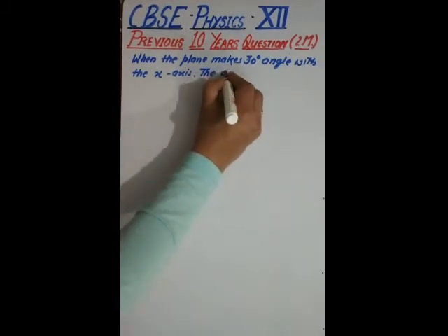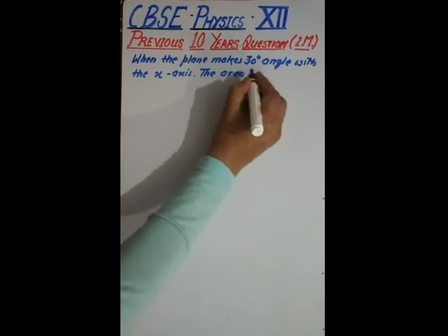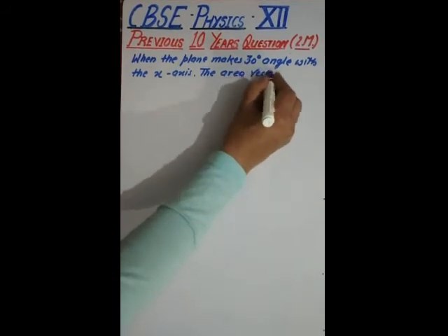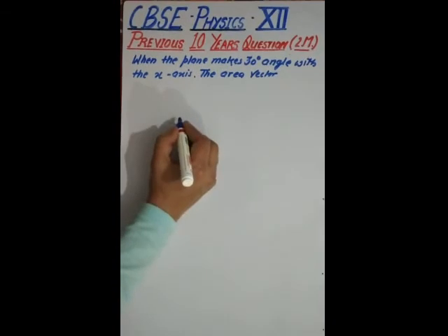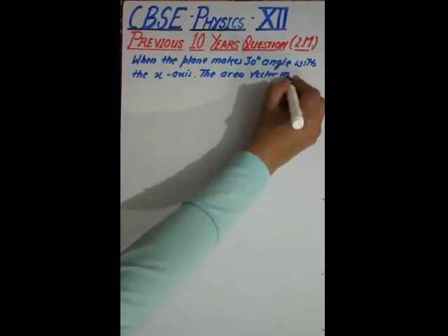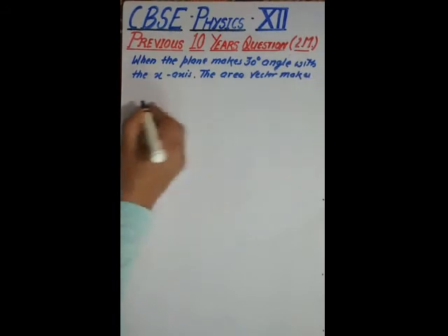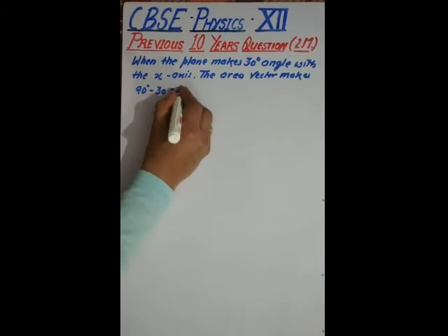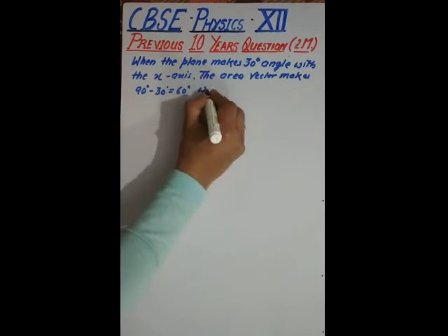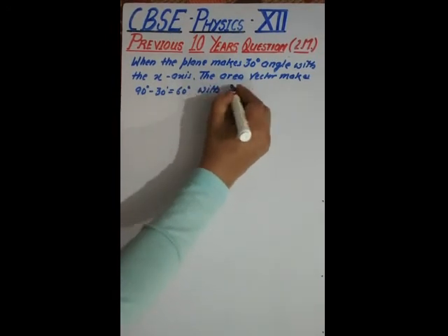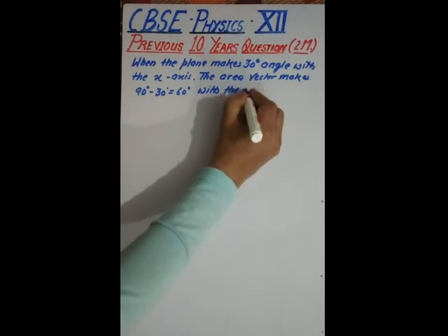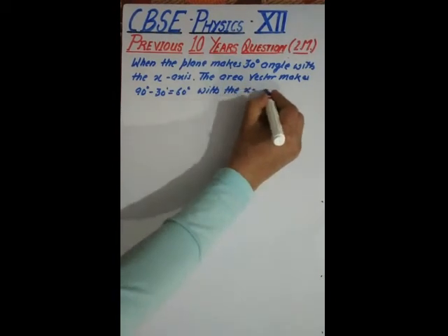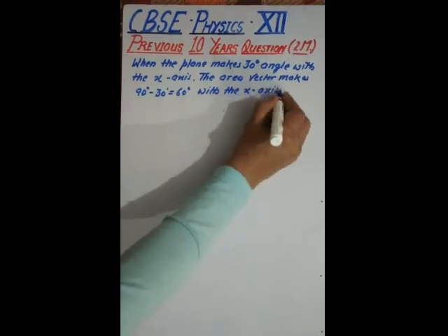the area vector makes how much angle? 90 degree subtracted by 30 degree. It will become 60 degree with the x-axis. Which axis? X.